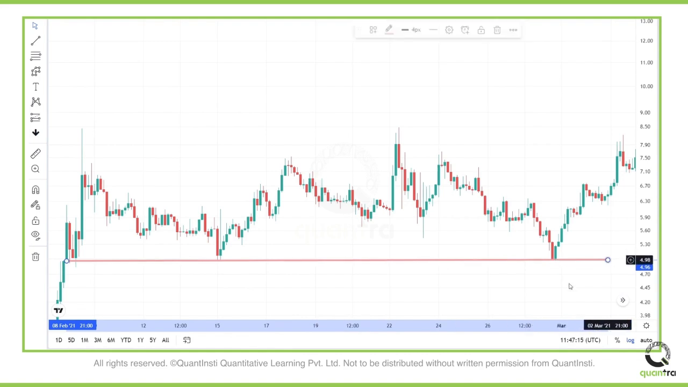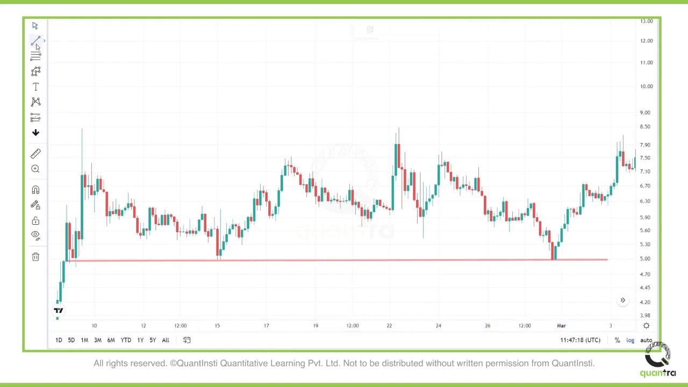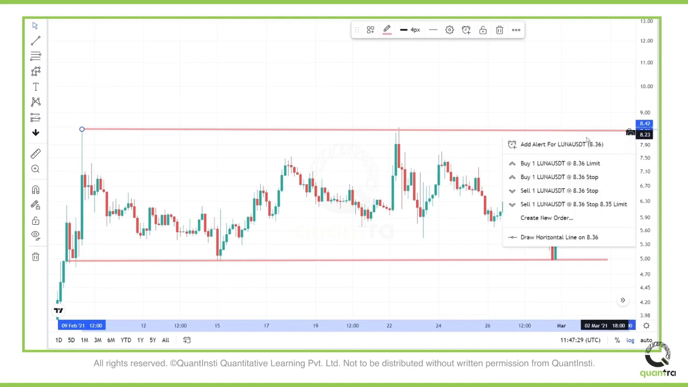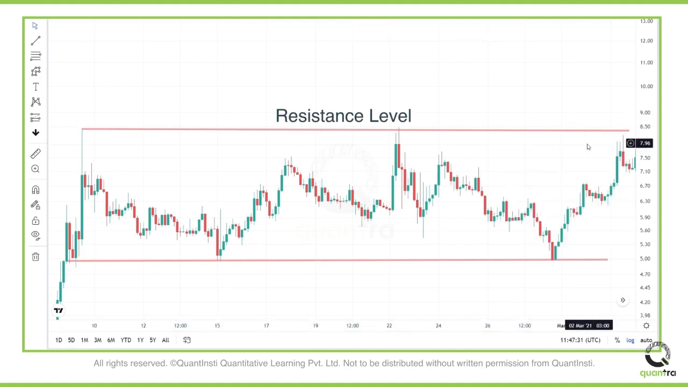Now let us mark a resistance level. This will be a price level where you can find multiple swing highs, that is, reversal of up moves into down moves. So this level right here is a level from where the price has strongly reversed twice. Hence we mark it as a resistance level.